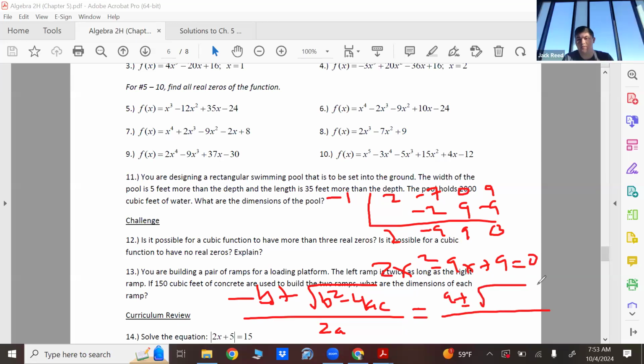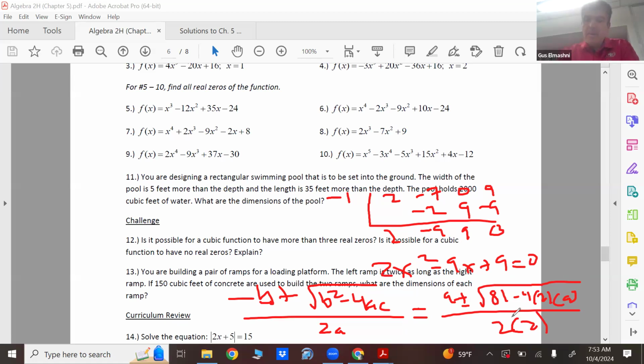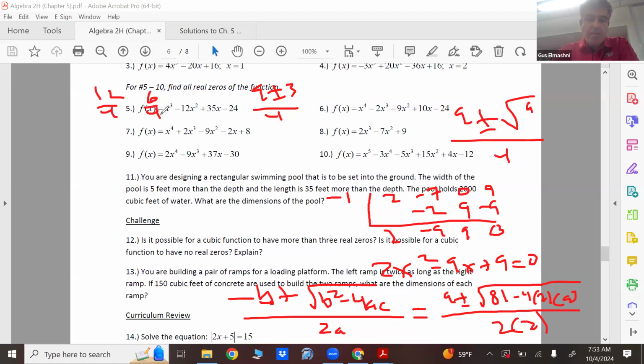Yeah, positive 9 plus or minus square root of negative 9 squared. It's 81. Yeah, 81 minus 4 times 2 times 9, so you should get 72 on the inside. 81 minus 72 is root 9. So you have 9 plus or minus root 9 over 4, or 9 plus or minus 3 over 4. So you get 12 over 4 or 6 over 4. So you get 3 or 1/2, or 1.5. So that's what you get for that one.